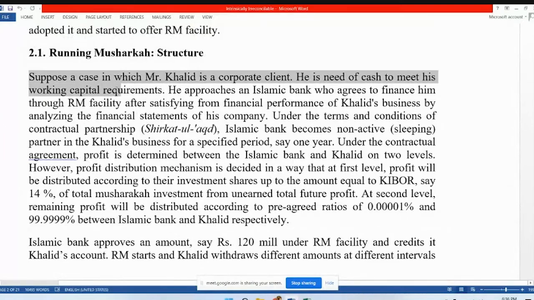Suppose a case in which Mr. Khalid is a corporate client, he is a factory owner or the company owner, he needs money for the working capital to run his business.